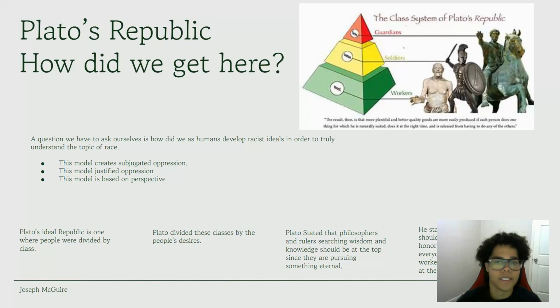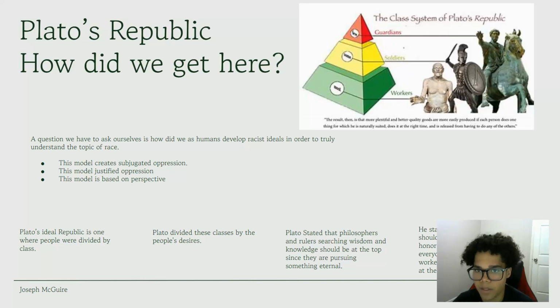Before we get into anything, I have a picture on the top right that I'd like to explain a little bit. This is a hierarchy. It looks like how a caste system would look. At the top, it's a pyramid divided into three pieces. At the top, it's going to be the quote-unquote guardians. These are the philosophers, the rulers, people who are searching for things in the intelligible realm, things that are eternal, knowledge, things like that.